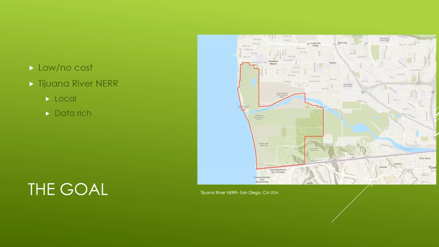My goal is to use freely available data and low to no cost processes to determine which species will be most affected by climate change. My target area will be the Tijuana River National Estuary Research Reserve, or NER. The NER is 9.45 square kilometers and is Southern California's largest wetland.